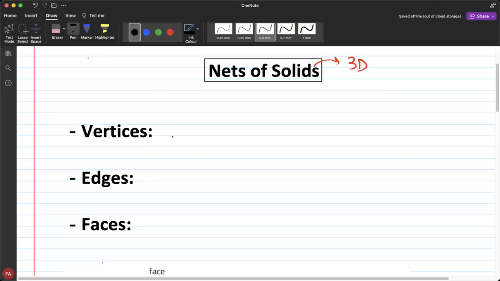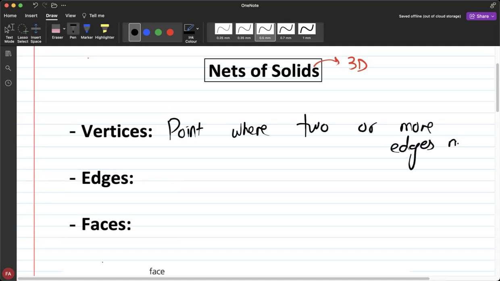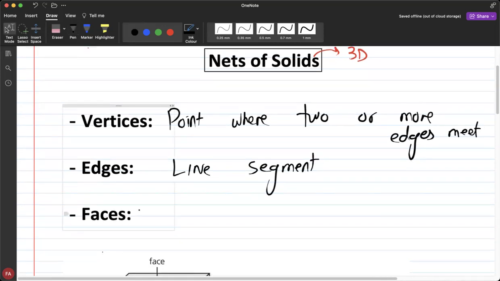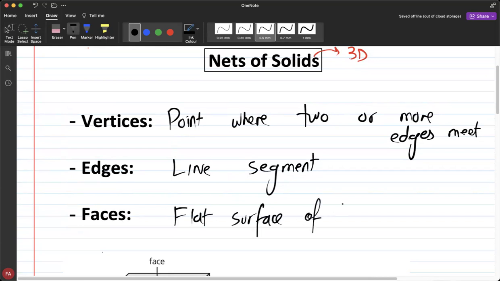So when I say the word vertex or vertices, it's actually a point where two or more edges meet. In a similar way, when I say the word edge or edges, it's actually, in simple words, just a line segment. And similarly, when we talk about the word faces, it's the flat surface of a solid.